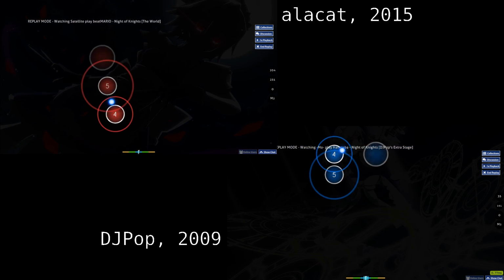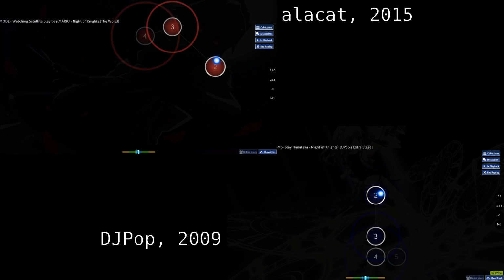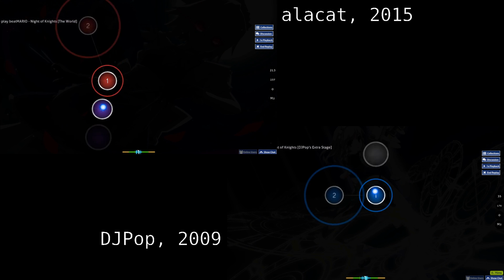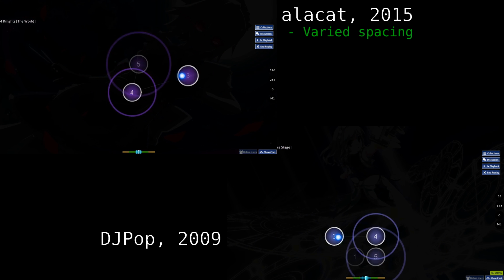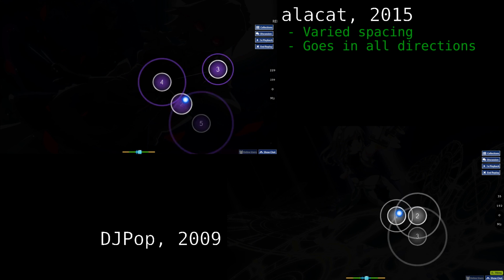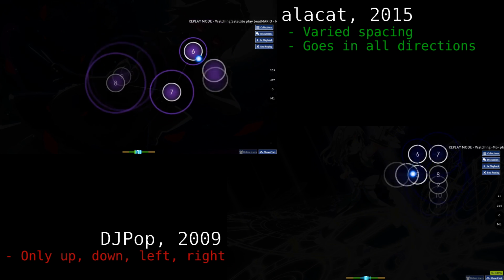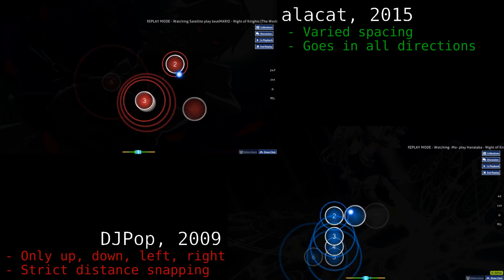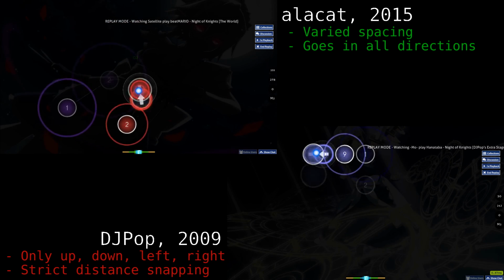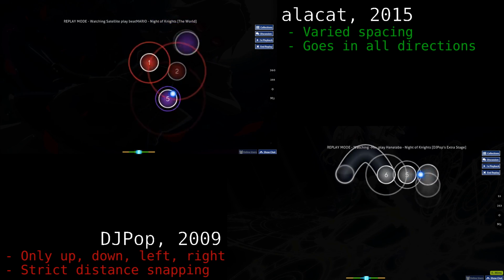Here are examples of what this means in terms of mapping. It's pretty clear that Alakat's map is much more interesting to play. The spacing varies depending on the intensity of the song, and the patterns flow in all directions, while DJ Pop's version is restricted to flowing up, down, left and right, and following very strict distance mapping rules. The larger variety of patterns makes Alakat's version much more fun to play overall.